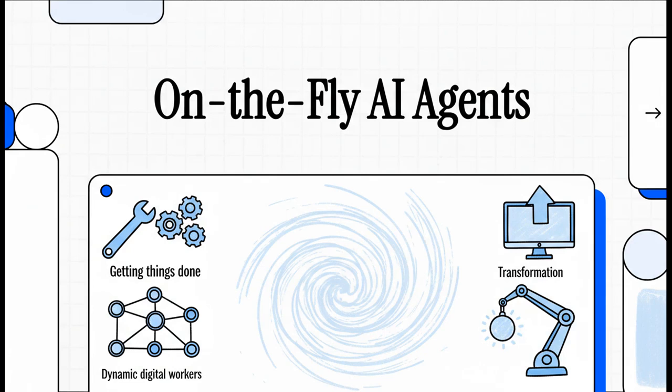So you've probably talked to a chatbot, right? We all have. But what if the next step is an AI that doesn't just talk to you, but actually does things for you? That's what we're diving into today, the world of on-the-fly AI agents. This isn't just about answering questions anymore. We're talking about a huge leap towards dynamic, digital workers that can truly get things done.